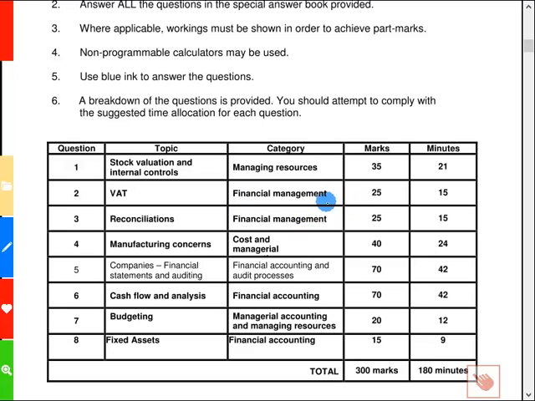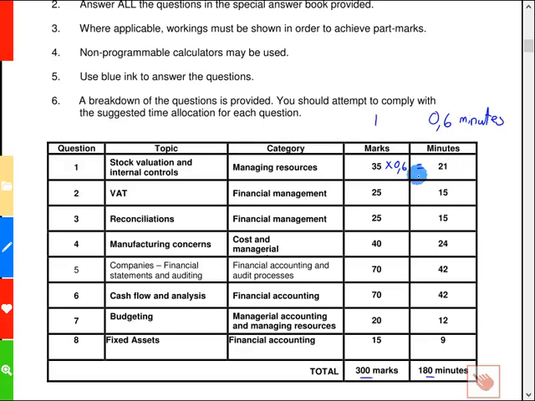Then another important thing is your time. You've got the marks here, 35, 25, etc. For every 1 mark, you've got 0.6 minutes. Right, in total there's 300 marks, and you've got 180 minutes. So for 1 mark, you've got less than 1 minute. You've got 0.6 minutes. So to find out how much time you have for each question, it may be indicated, it may not be. If it's not indicated, all you do is you take the marks, you multiply by 0.6, and you'll get the minutes that you need.